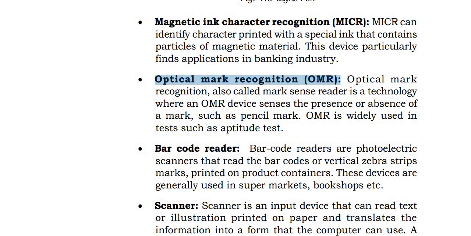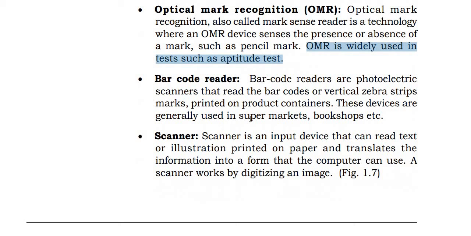Optical mark recognition, OMR. Optical mark recognition, also called mark sense reader, is a technology where an OMR device senses the presence or absence of a mark, such as a pencil mark. OMR is widely used in tests such as aptitude tests.